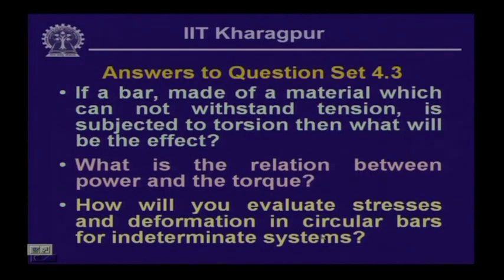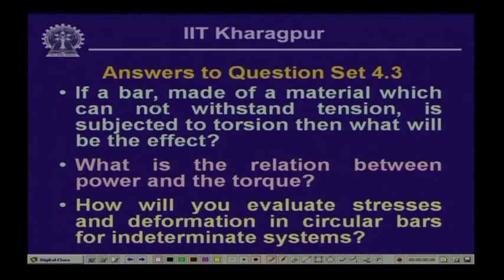Let us look into the answers of the questions which we had posed last time. The first question posed was: if a bar made of a material which cannot withstand tension is subjected to torsion, then what will be the effect? As you have seen, when we test a bar under axial pull, it undergoes extension, and a bar which can undergo a large extension, we call that kind of material a ductile material. Whereas when we pull the bar and it does not elongate much, because of the tensile stresses it breaks or fails, we call that kind of material a brittle material.